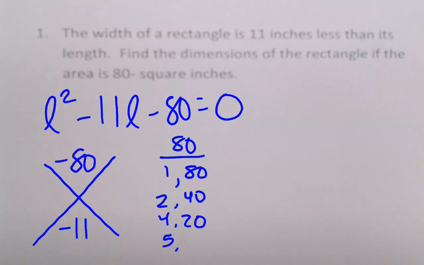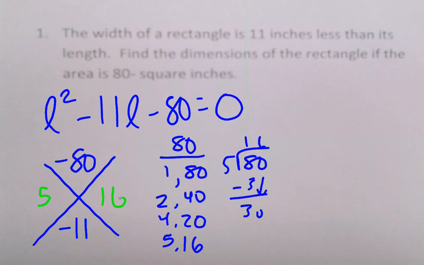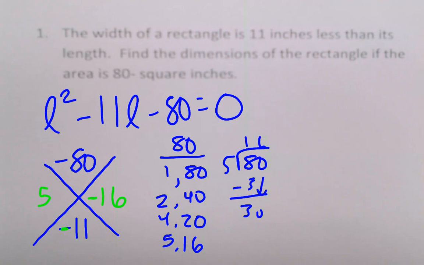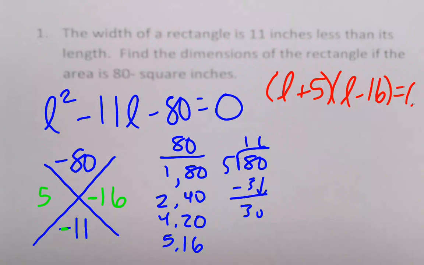Does 5 go in? Yes, it ends in a 0, so let's do that. 5 goes into 8 once. Bring down the 0. 16. Hey, 5 and 16, that is going to give me the numbers I want. So I have a 5, I have a 16. One of those needs to be negative, and it's going to be my bigger number. So that means my factored form would be, whoops, we're doing L. L plus 5 times L minus 16 equals 0.